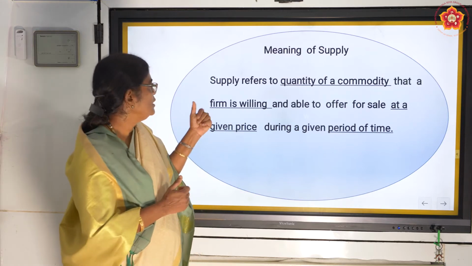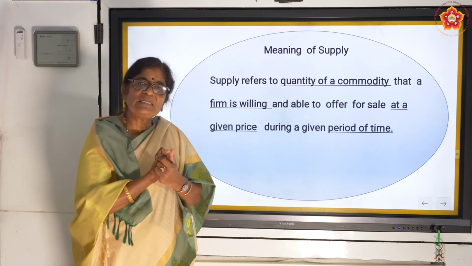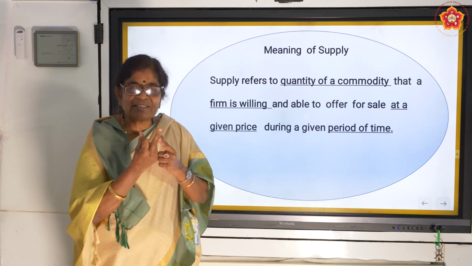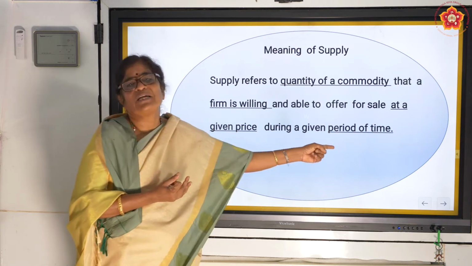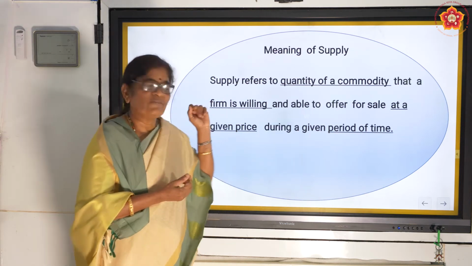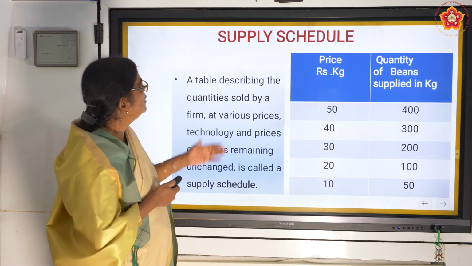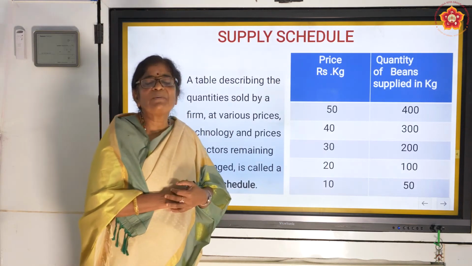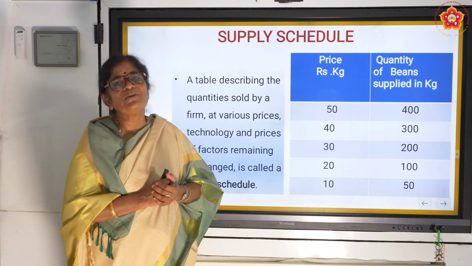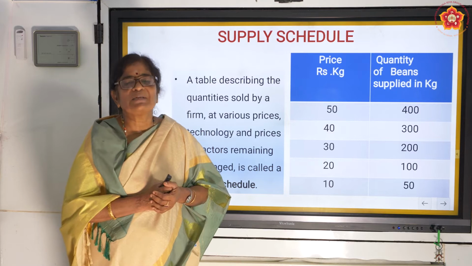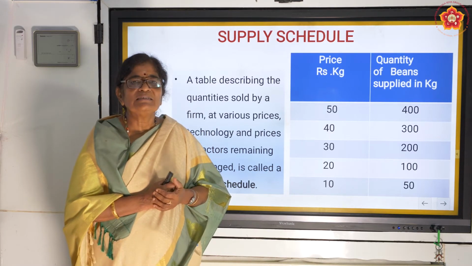I hope you understood. Supply is the quantity of a commodity, and the willingness of the producer, at a given price at a given period of time. These points should be there in the definition. The next point we are going to discuss is supply schedule. What is a supply schedule? I have already explained it to you. A supply schedule is a table. A tabular presentation is called a schedule.